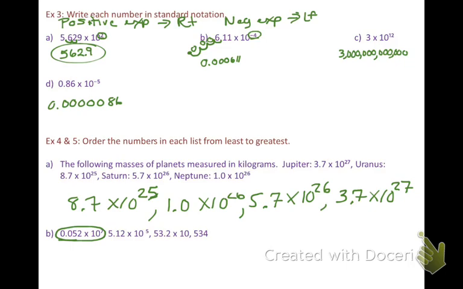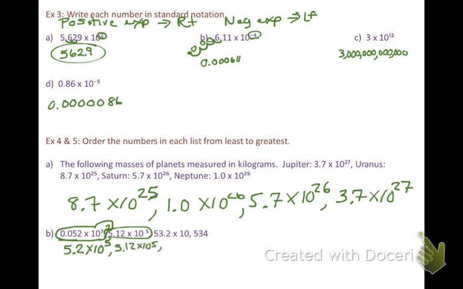All right. B. Okay. Shh. 0.052 times 10 to the 7th. Tell me, is that in scientific notation form? No, it is not. It's 5.2. Very good. Is this one in scientific notation form? Yes, it is. So we'll keep it.